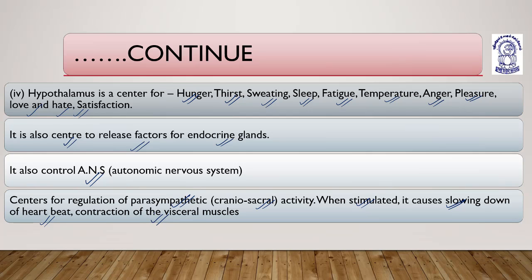So the hypothalamus is a center for hunger, thirst, sweating, sleep, fatigue, temperature, anger, pleasure, love and hatred, and satisfaction. It is also a center to release factors for endocrine glands, and it controls the autonomic nervous system. It regulates parasympathetic, meaning craniosacral, activity. Whenever the parasympathetic nervous system gets activated, it slows down the heartbeat and causes contraction of the visceral muscles.